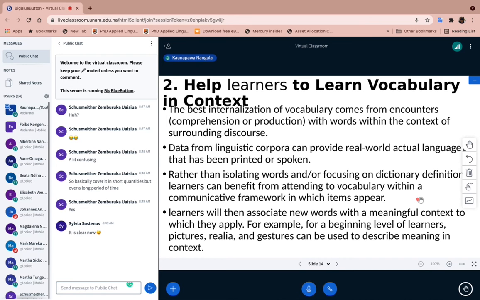I think that one is very clear. I don't need to explain that. Okay, so this is like the context part that I've just mentioned here. Learners will then associate the new word with a meaningful context to which they apply.